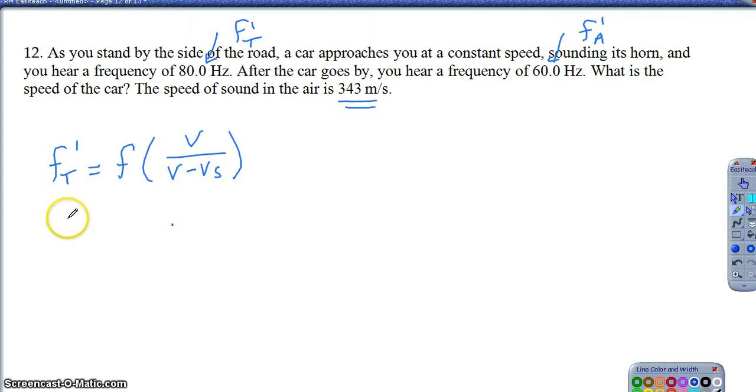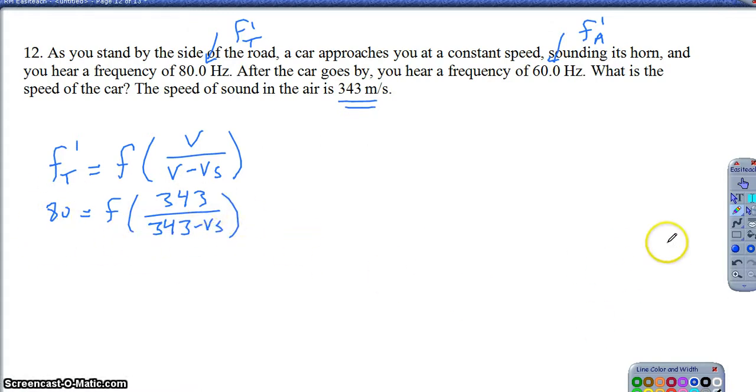Right, so I've got this set up. If I look at the information I know, well, I know this is 80 hertz. I don't know the original frequency, right? That's not what we're looking for, we're looking for the speed of the car. I know the speed of sound in air is 343, so I know that on bottom as well. So obviously if I just look at one of these expressions, I get stuck because I've got two variables, and you guys know at this point in your academic careers that we should probably set up another equation.